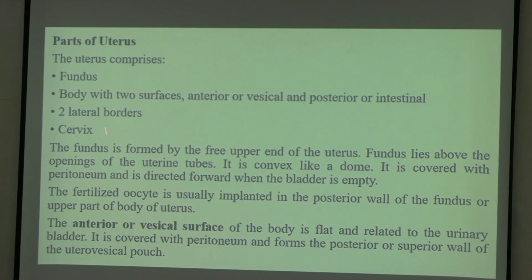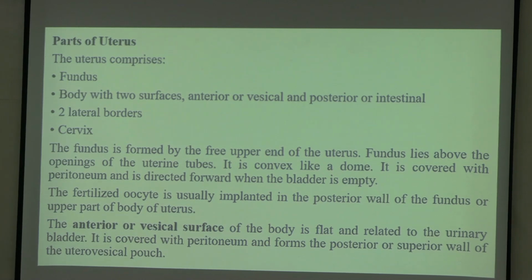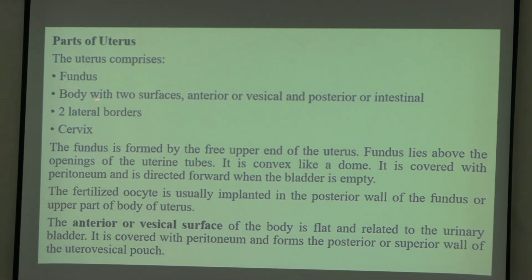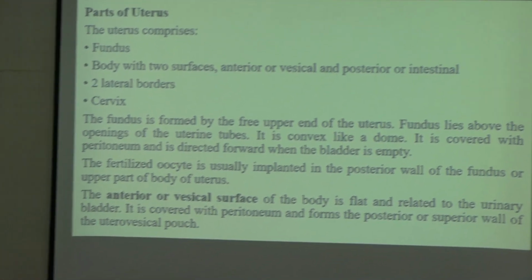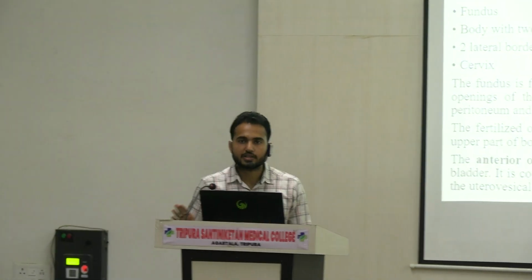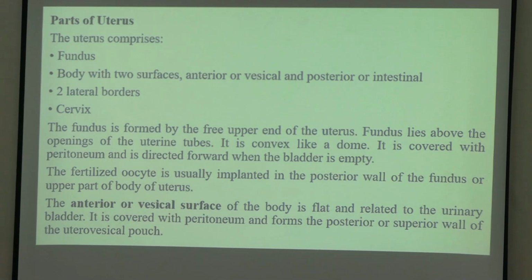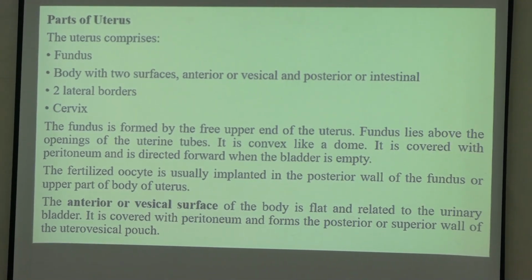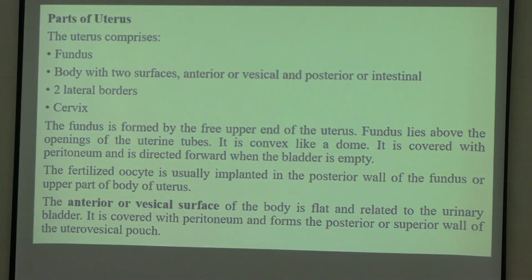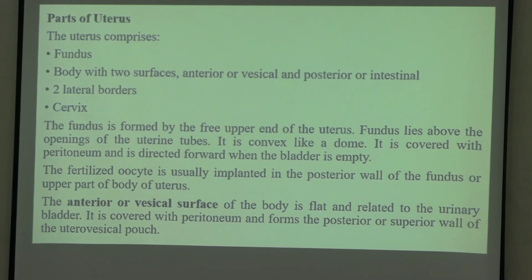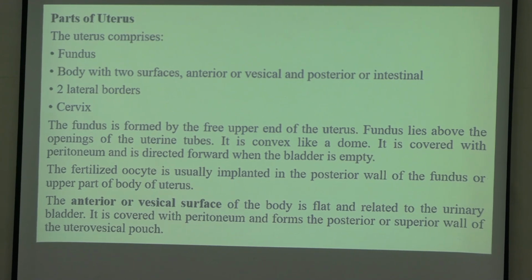Next, the parts of the uterus. The uterus comprises the body, with the upper expanded part, which is convex and dome shaped, called the fundus. Then there are two surfaces: the anterior surface, also called the vesical surface. Why is it called the vesical surface? Because it is related to the urinary bladder. And the posterior, or intestinal, surface. Why intestinal? Because it is related to the coils of the intestine. The anterior surface is flat and the posterior surface is convex in nature. Next, there are two lateral borders, one on each side, and below that you can see the cervix is present. So these are the parts of the uterus.